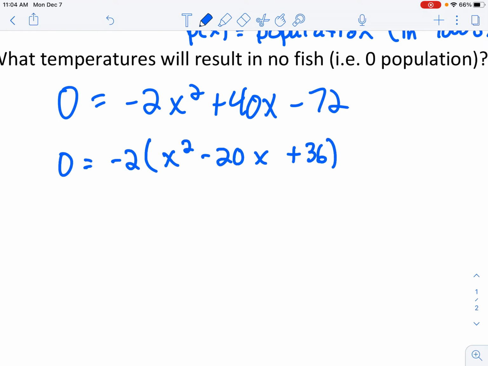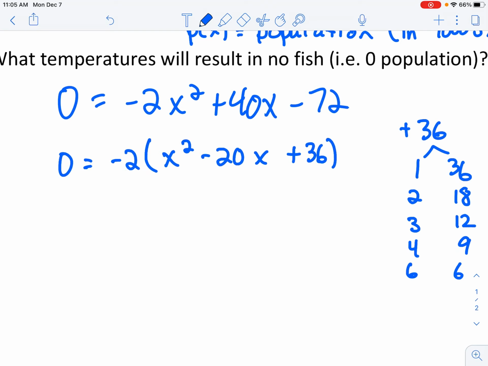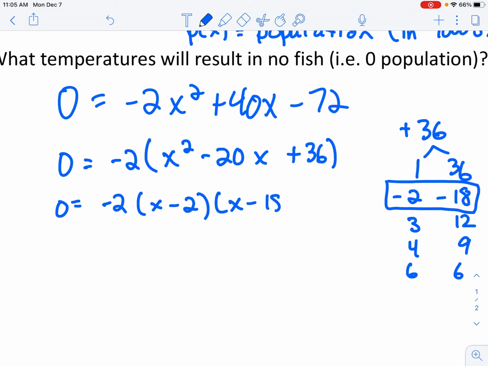So I'm going to factor what's in those parentheses if it is indeed factorable. Our factors of 36 are 1 and 36. Remember, these are just numbers that multiply up to 36. 2 and 18, 3 and 12, 4 and 9, and 6 and 6. So what we're looking for is something that will multiply to positive 36 and add to negative 20. That's going to be negative 2 and negative 18. So our factors are going to be x minus 2, x minus 18.